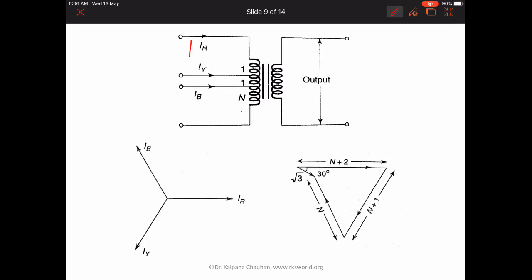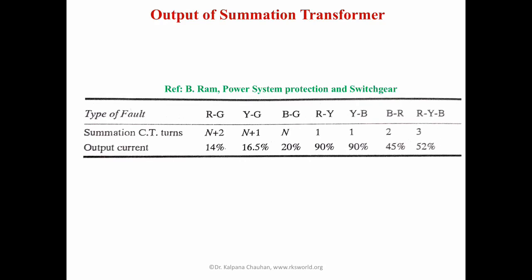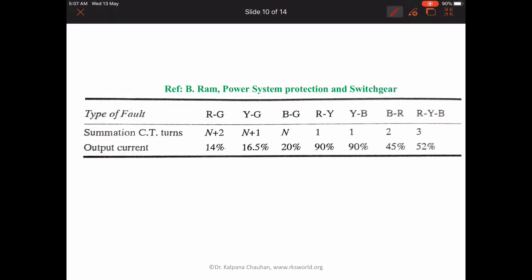Here IR, IY, IB. Suppose here we have a summation CT with turns n plus 2. For each type of fault, the output current is as follows: RG 40%, YG 16.5%, BG 20%, RY 90%, YB 90%, BR 45%, and for RYB this is 52%.